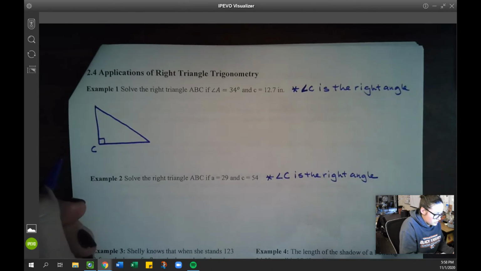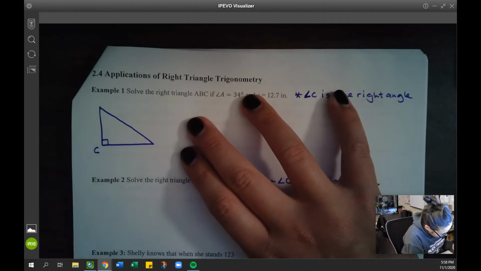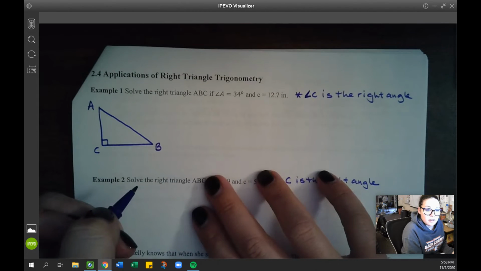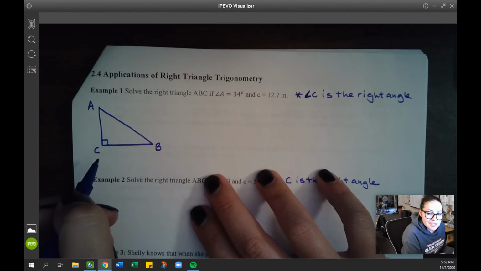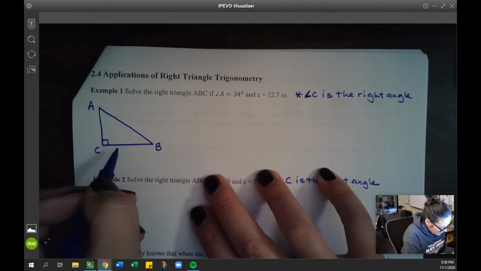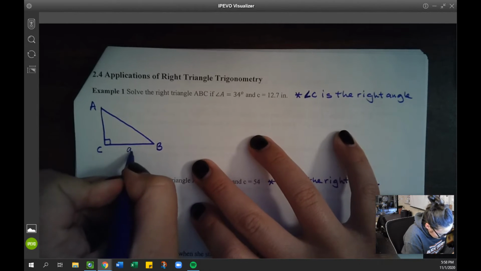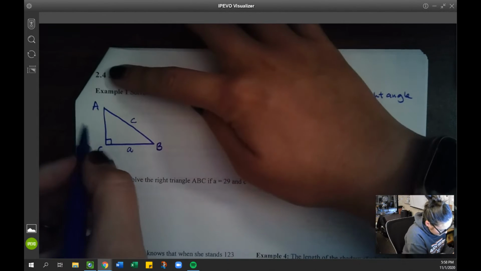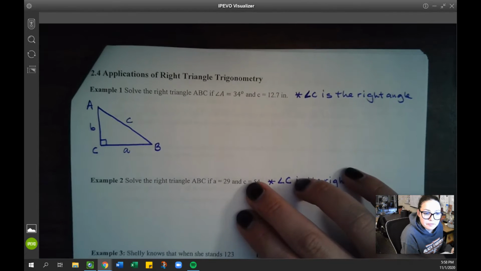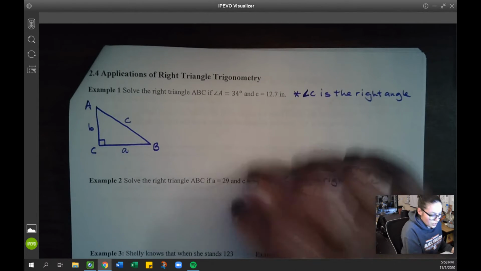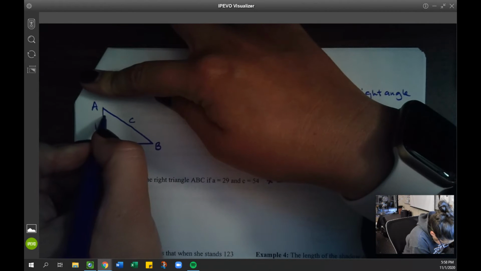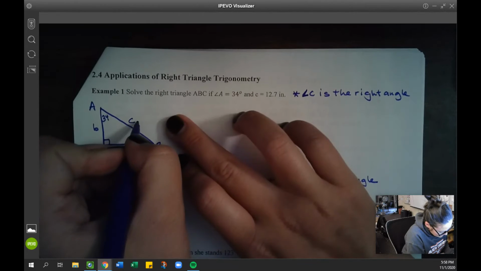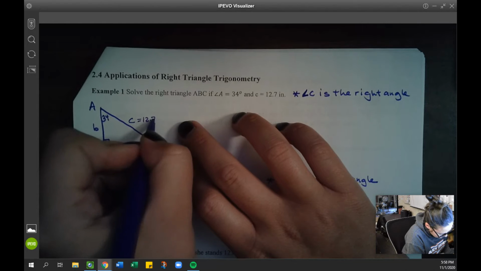So angle C is the right angle. We'll put A up top, I suppose. So the side lengths, we call the side across from angle A little a, and the side across from C is c, and the side across from B is little b. So I know that angle A is 34 degrees, and I know that c is 12.7.